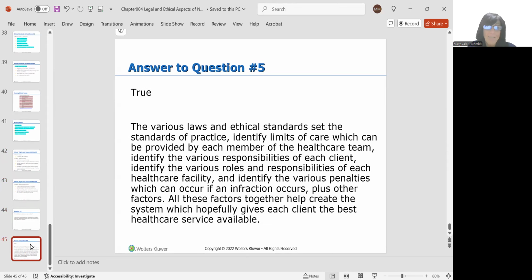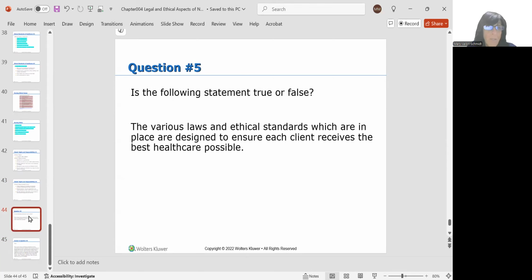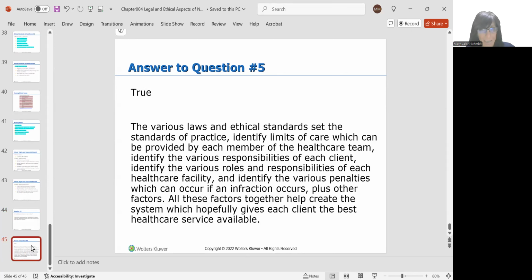What are advanced directives? Let's get to advanced directives. Oh, we did talk about them. Is the following statement true or false? Various laws and ethical standards which are in place are designed to ensure each client receives the best health care possible. I mean, that's pretty easy. It's true, right? That's why we have these rules in place to make sure that everyone gets equal quality health care, all of us together. Okay.